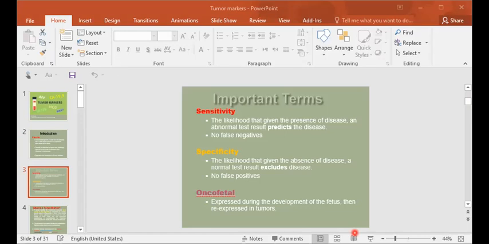They are not secreted except in cases of specific tumors. Like I told you before, for example, the alpha-fetoprotein is only secreted by the liver cells when they turn malignant, so they are secreted in large amount. So sometimes tumor markers are specific to the tissue of origin.